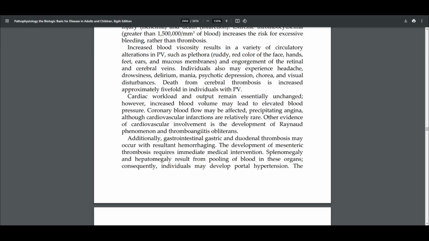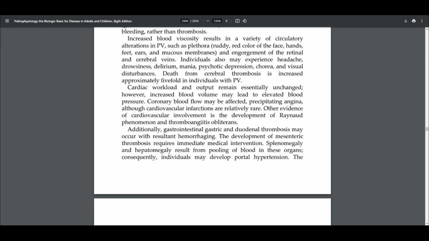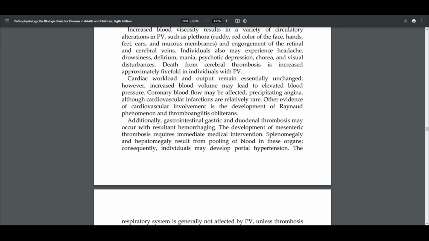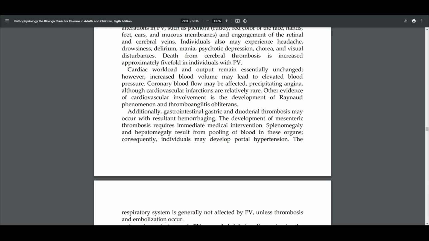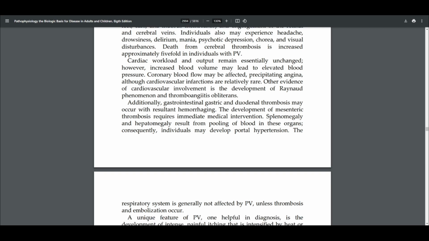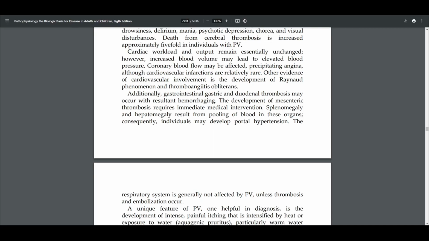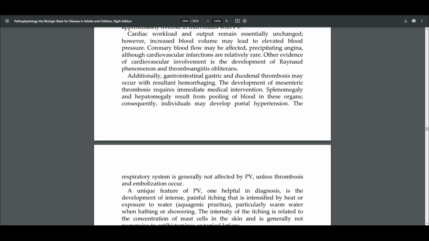Cardiac workload and output remain essentially unchanged. However, increased blood volume may lead to elevated blood pressure. Coronary blood flow may be affected, precipitating angina, although cardiovascular infarctions are relatively rare. Other evidence of cardiovascular involvement is the development of Raynaud phenomenon and thromboangiitis obliterans.